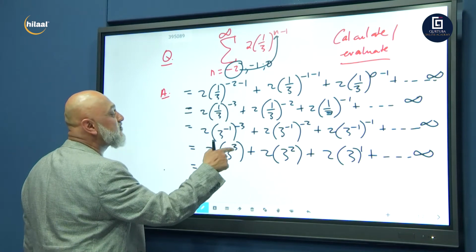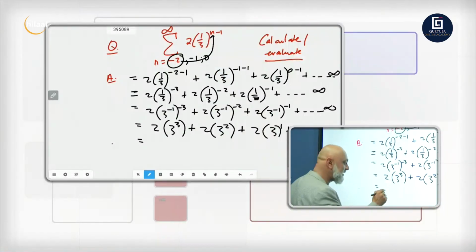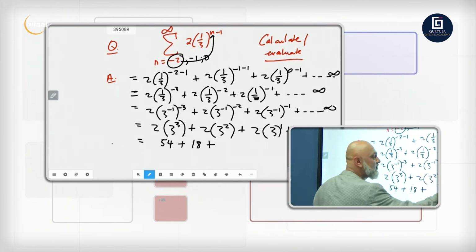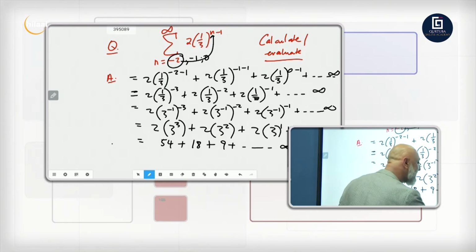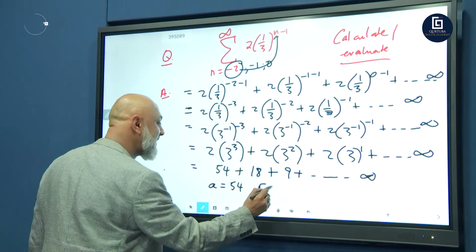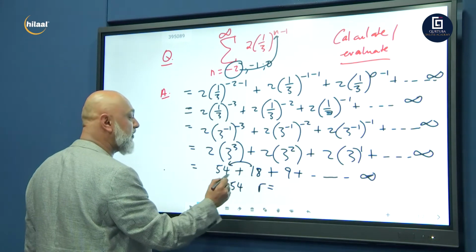So 3 cubed is 27. 27 times 2 is 54. Plus 3 squared is 9, 9 times 2 is 18. Plus 2 times 3 is 9. Plus, we're getting somewhere. So what is A? A is equal to 54. What is R? R is 18 over 54.